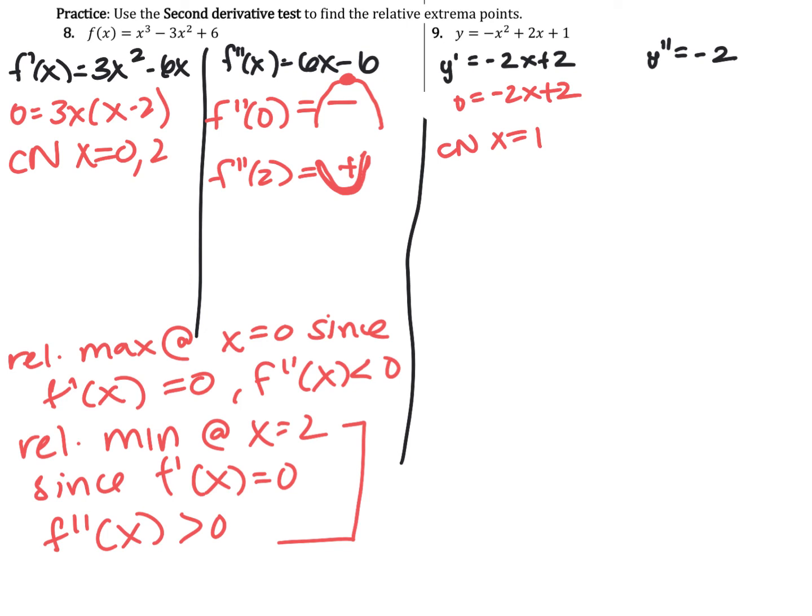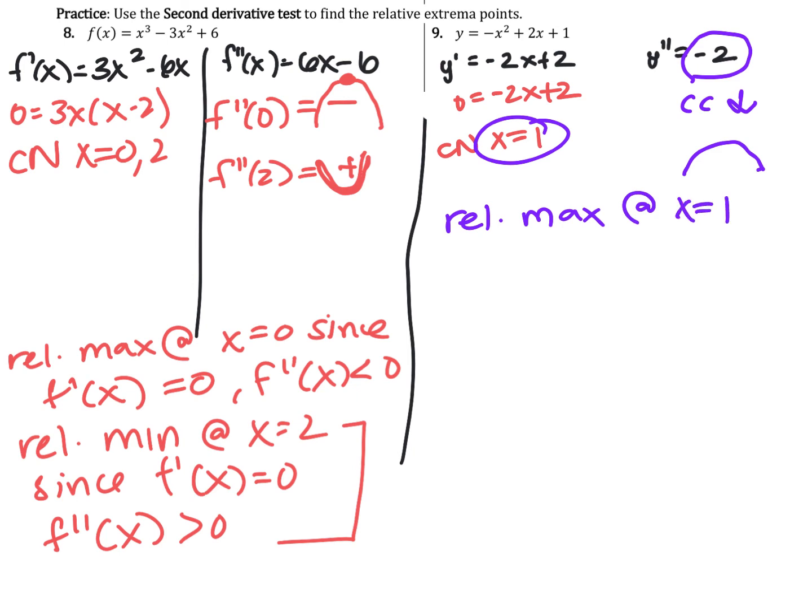All right, for number 9, we have our first derivative being negative 2x plus 2. Our second derivative is negative 2, which means this function is concave down everywhere, which means this critical number, which makes our first derivative 0, must be a relative maximum. So we have a relative max at x equals 1. Again, if we wanted to find the coordinates of this point, we could just plug 1 in. If we plug 1 in, we're going to get negative 1 plus 2 plus 1, which would just be 2.